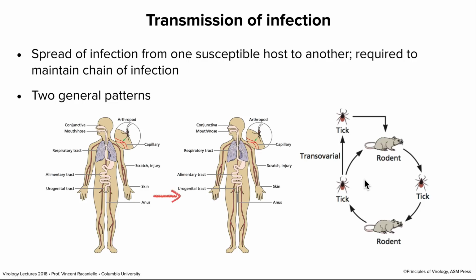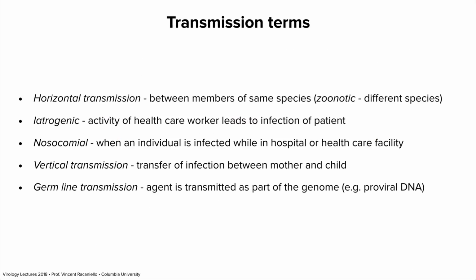When we talk about transmission, again, there are terms I want you to be able to understand. Horizontal transmission is between members of the same species. So human to human is horizontal. If I sneeze in your face and give you flu, that's horizontal transmission. If a mouse bites another mouse and gives it an infection, that's horizontal. If I got a virus from a chimpanzee, that would be a different species. We would call that zoonotic transmission.